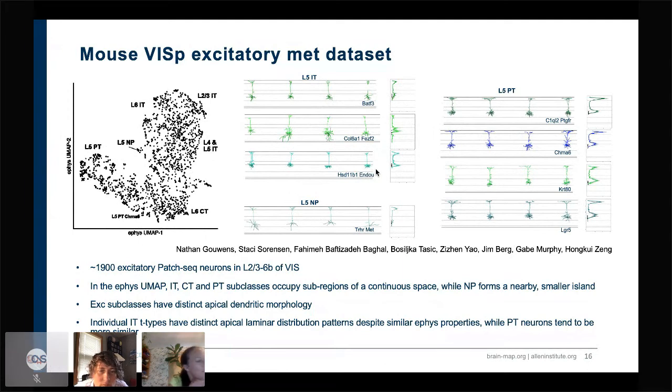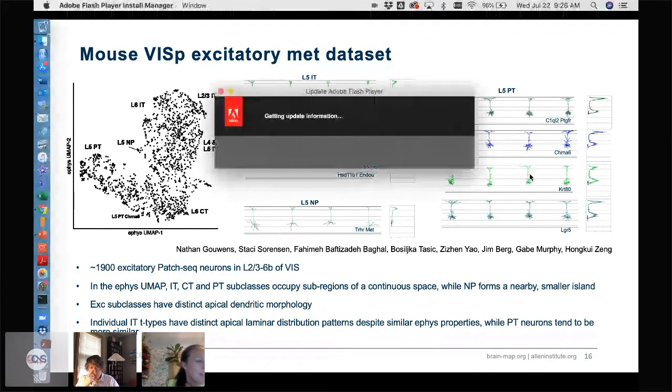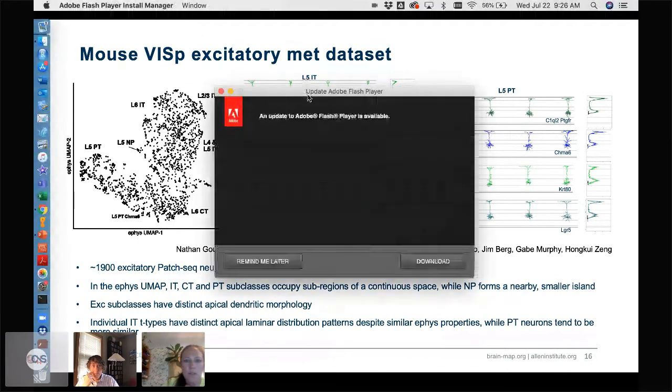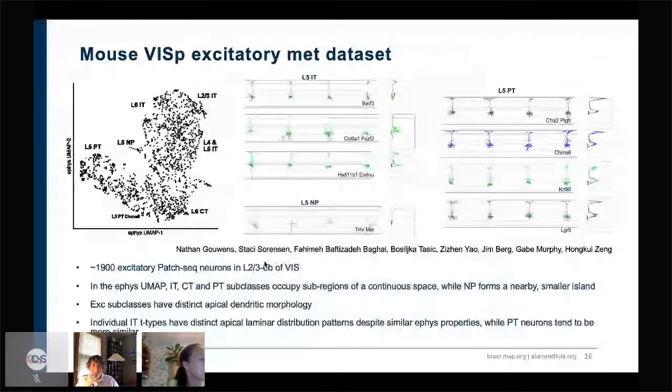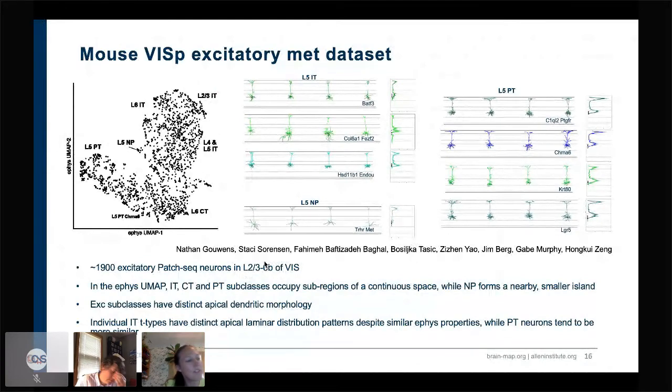I'm not showing it here, but excitatory T-types, particularly within subclass, like inhibitory neurons, often have a strong depth dependence, and that's recently been shown by Ed Callaway's lab to be closely tied to connectivity within visual areas. And I'm very excited to dig into the relationship between local morphology and T-type for this data set, and begin defining excitatory MET types.